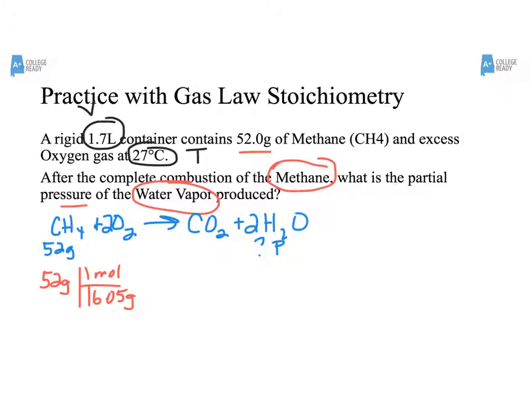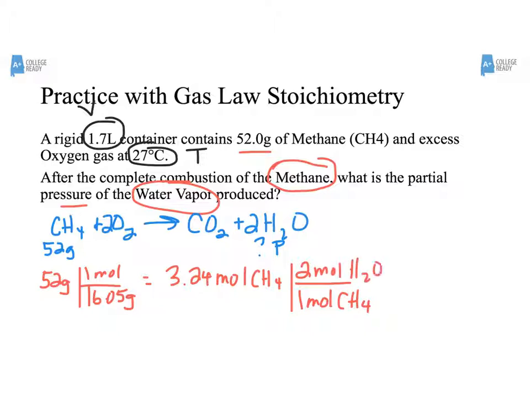So we calculate that out, and that gets us 3.24 moles of methane. And then using stoichiometry, for every 1 mole of methane, you produce 2 moles of water. And that means we are going to produce 6.48 moles of water. All of that's just from the stoichiometry.